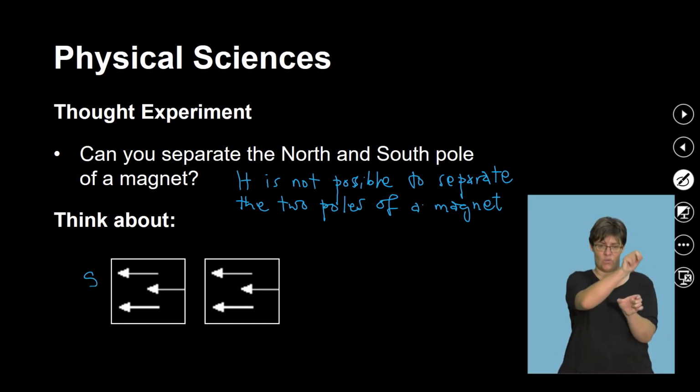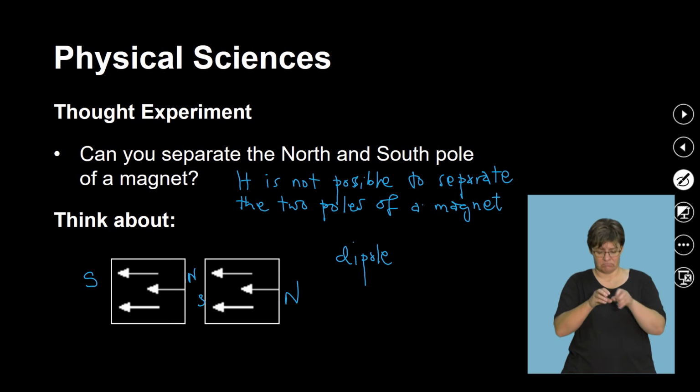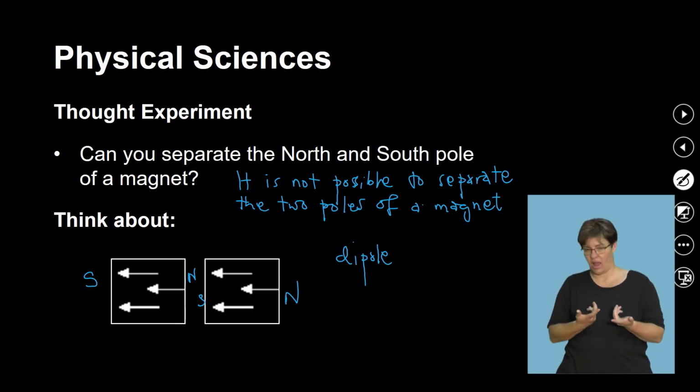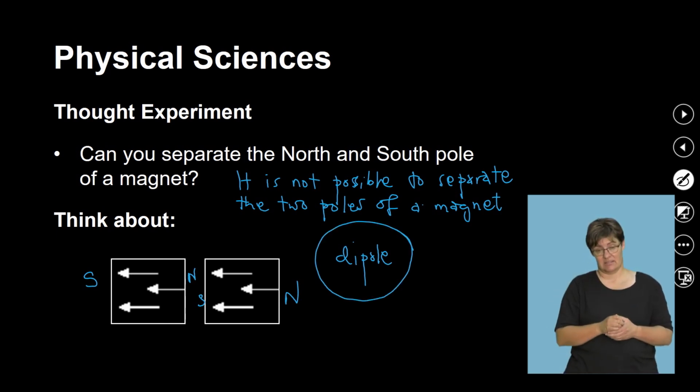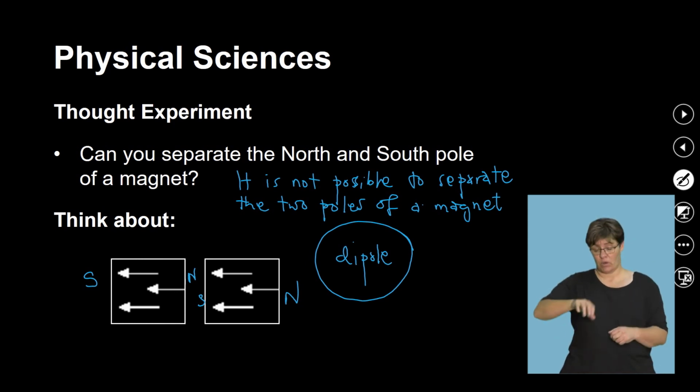So it's north to south, north to south. These two are actually dipoles as a result. So no matter how many times you break it, it still remains a dipole. So the two poles of a magnet cannot be separated from each other.